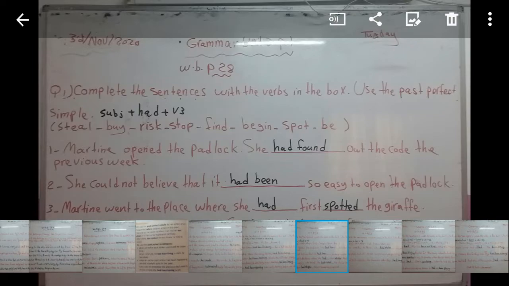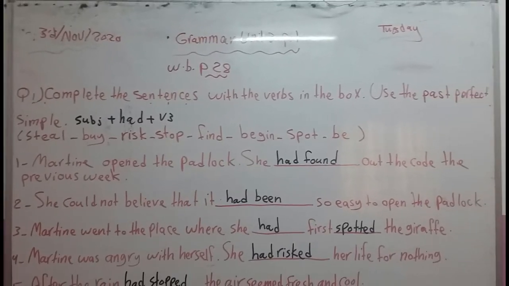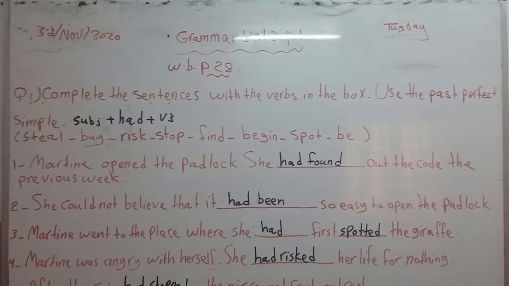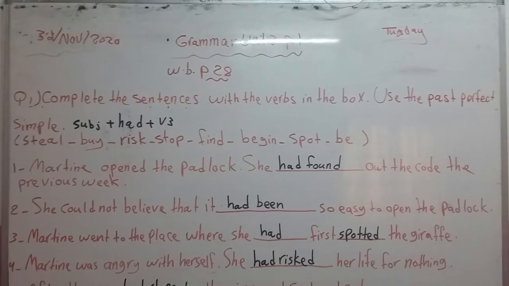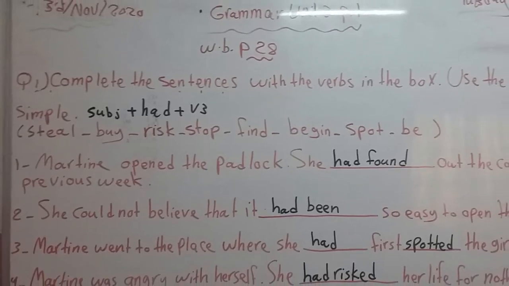Now let's go to the next question. The workbook page 28. نرجع workbook page 28. Number one. Complete the sentences with the verbs in the box. Use the past perfect simple. Before you answer any question, you have to write or memorize the structure of past perfect simple. بدي أحط هون نفس السؤال هو past perfect simple. شو هو structure? Subject plus had plus verb 3. إيش الأفعال? Steal يسرق, buy يشتري, risk يخاطر, stop يقف, find يجد, begin يبدأ, spot. Spot معناها إنه يعني زي كأنه لما حكينا مثلاً Martin spotted the exact place where she had seen the giraffe يعني إنها رأت. هون بيجي معنا كلمة يرى أو إنه وضع إيده على be اللي هو فعل be.